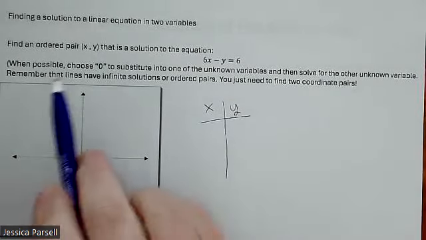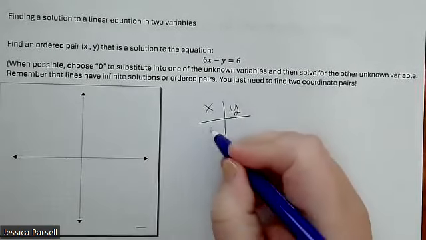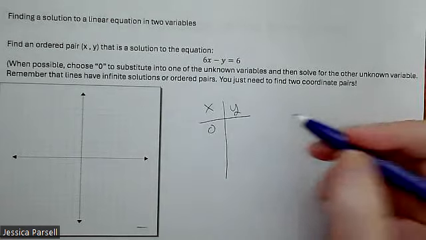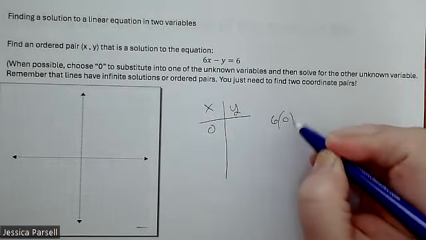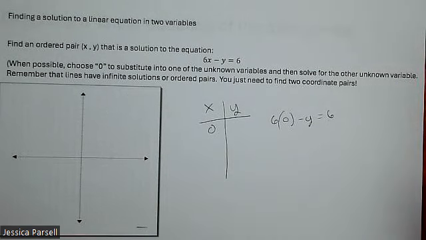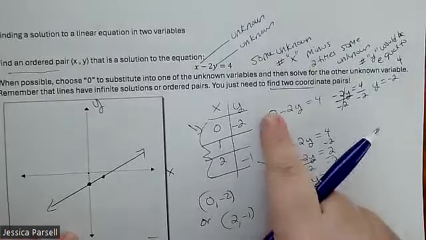I'm going to take my own hint and put 0 into the x right here. So I'm going to write this as 6 times 0 minus y equals 6. I love using zeros because, in the previous example, when you put 0 in for x, it just sort of went away.